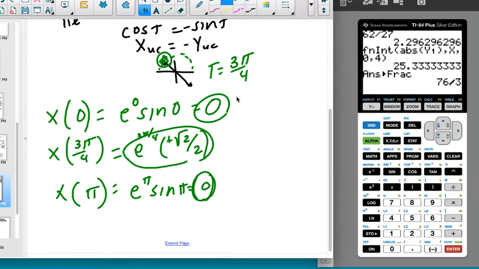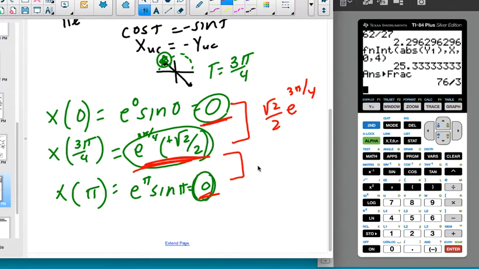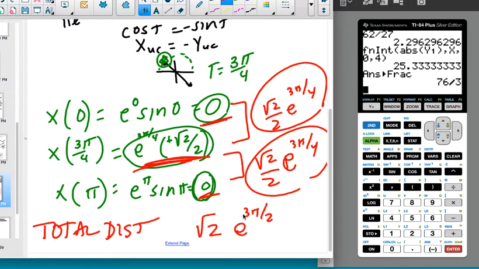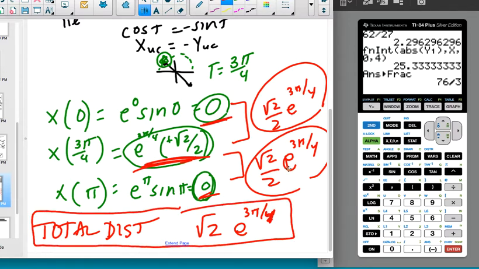So how far did I travel on each leg? Well, on this leg, I traveled this quantity minus this quantity, because this is a positive number. So I traveled root 2 over 2 e to the 3 pi over 4. On this leg, I also traveled a positive number minus the 0, which is also a root 2 over 2 e to the 3 pi over 4. So this is how far I traveled on the 2 legs. So my total distance is 2 of those, which is just going to be root 2 e to the 3 pi over 4, because there was a half for each one. So my total distance is that value, right?